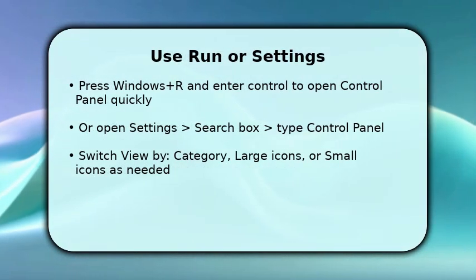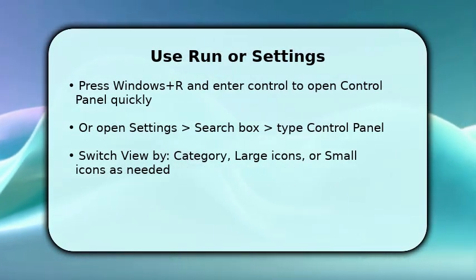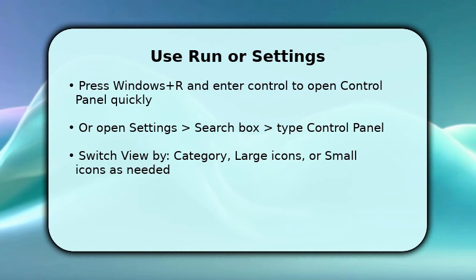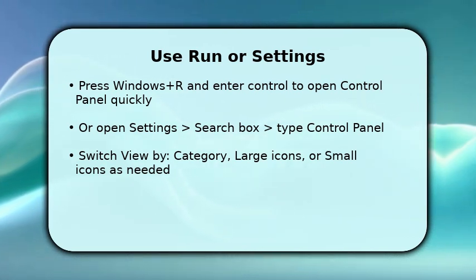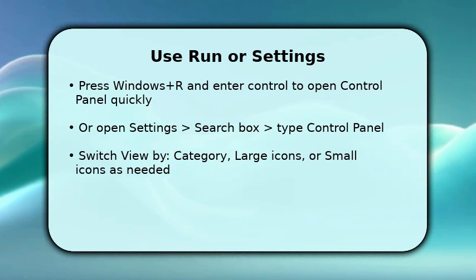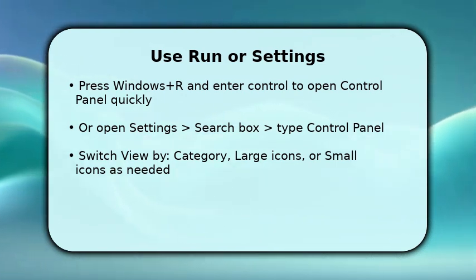Next, use alternative paths so you have options depending on your setup. Press Windows plus R and type Control to open the Control Panel immediately. This bypasses the Start menu. Or open Settings, use the search box, and type Control Panel to locate it inside a modern interface.